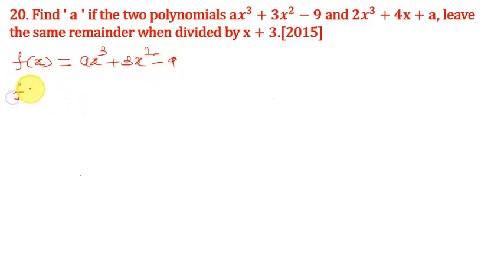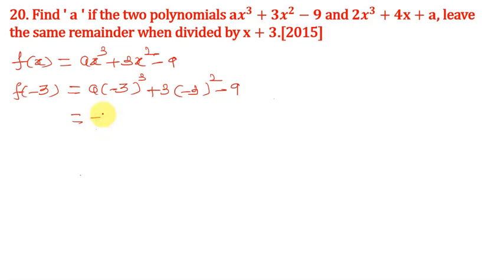Now find out the value of f of minus 3. That is a into minus 3 cube plus 3 into minus 3 square minus 9. Okay. Minus 3 cube means what? Minus 27 into a.